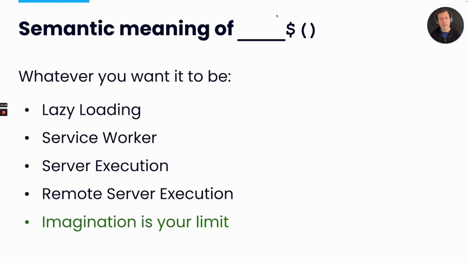Maybe I want to have something like lazy $, which will dynamically, lazily load the piece of code only when executing and when needed. Maybe I want to run the code in the service worker. Maybe I want to run it on a server execution as we have just shown, or maybe I am already on a server and I want to run it on another server, somewhere even further down the line. So you can do that as well. Basically, imagination is your limit. You can define your own ideas as to what these things could be and how they could work.